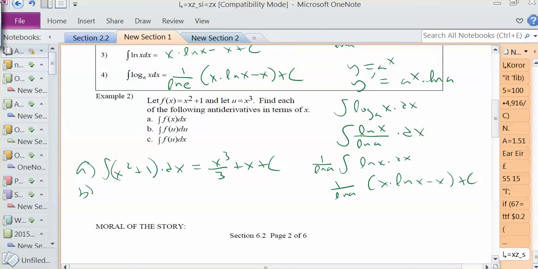For part B, so f of u, that's interesting. f of u is going to be u squared plus 1. And since u is x cubed, that's x to the 6th plus 1. Or, if we leave it in terms of u, u cubed over 3 plus u plus c.